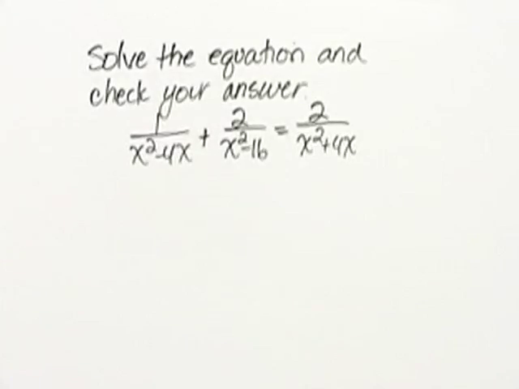Solve the equation and check your answer. 1 over x squared minus 4x plus 2 over x squared minus 16 equals 2 over x squared plus 4x.